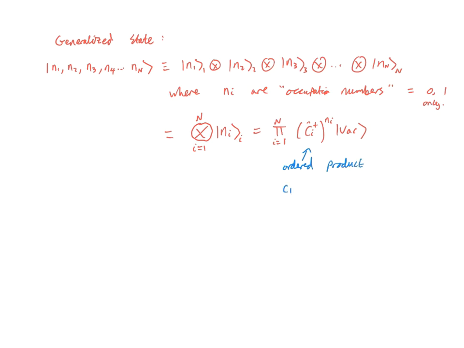So this is C1 dagger to the power of n1, C2 dagger to the power of n2, C3 dagger to the power of n3, and so on, all acting in the end on the vacuum. So a many particle state is generated in that way, and the total particle number in such a state is simply the sum over i of these individual ni's.